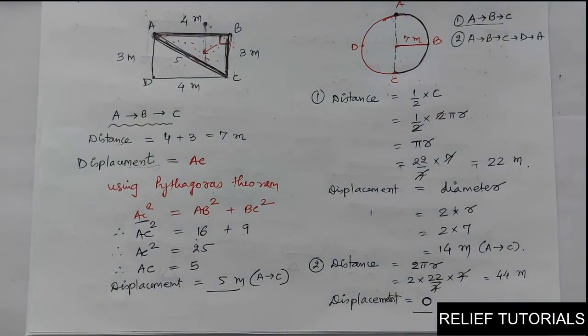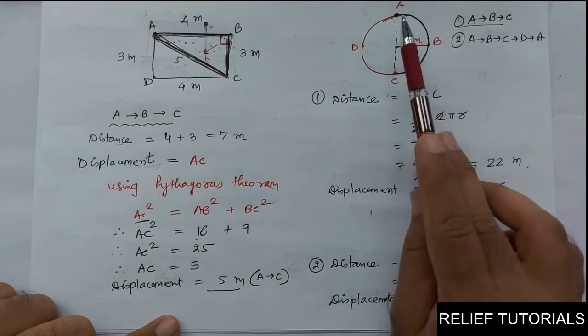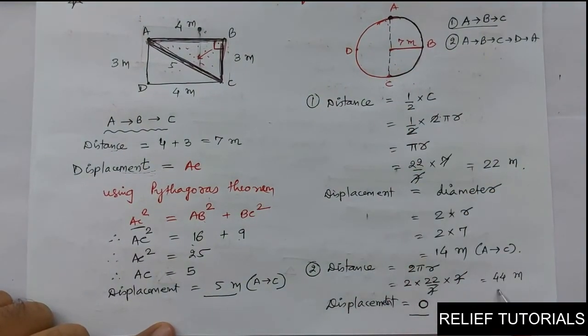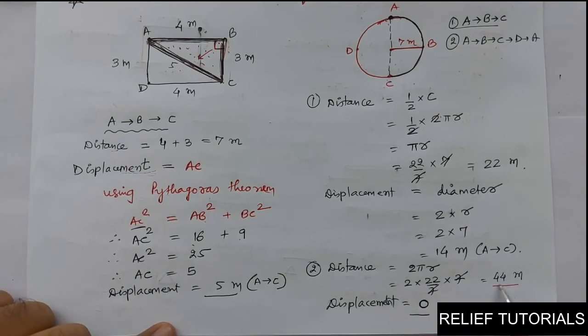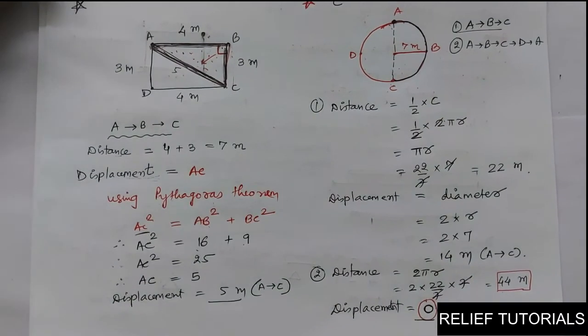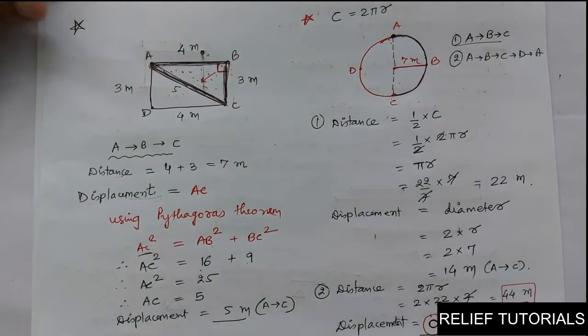In the second example, the path is A to B to C to D to A. So the starting point is A and the ending point of the journey is also A. But distance is 44 meter. So here the question is, if an object has moved through a distance, can it have zero displacement? Yes, it can have zero displacement. Then what is the reason? The reason is the initial point and the final point of the motion are the same, so it can have zero displacement.